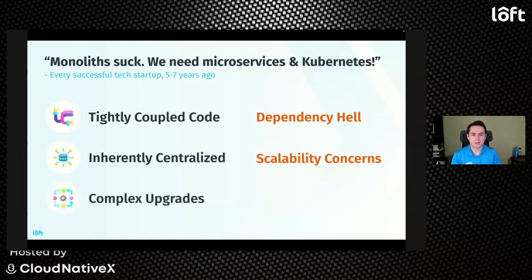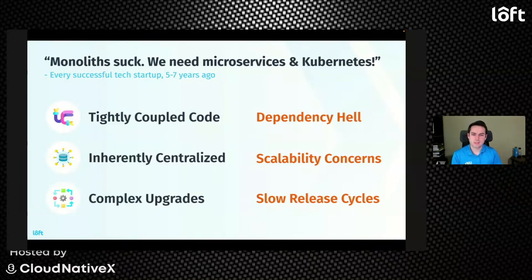So that's really problematic. And then you have things like upgrades become very, very complicated, and that really slows down your release cycles. And that's really not what we want. So, I guess we need microservices and Kubernetes, right? So everybody was moving on the new hype train of segmenting monoliths into different microservices, shipping them in containers, using tools like Docker and Kubernetes to orchestrate our microservices in the cloud.